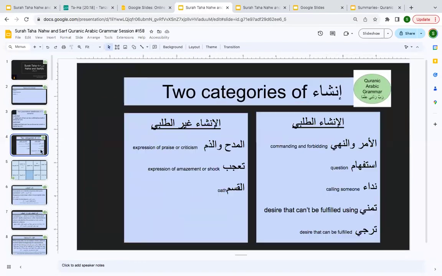When it comes to jumla inshaiya, insha can be talbi, and when you see the word talbi, what comes to your mind? Talb, demand, barakallahu feek. And insha can be ghair talbi, like you are not demanding anything from anyone. For example, when Allah says aqimus salah, establish salah, is Allah subhanahu wa ta'ala asking you to do something, demanding something from you? Yes, it is going to be under the category of insha talbi.